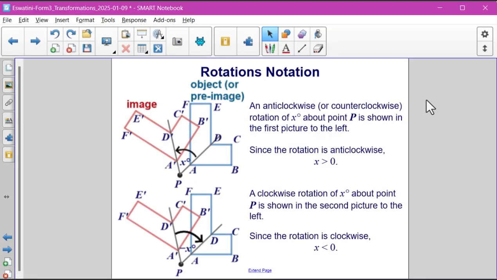An anti-clockwise or counterclockwise rotation of x degrees about point P is shown in the first picture to the left. Since the rotation is anti-clockwise, our x value, or the degrees of rotation, is greater than 0 or is positive. A clockwise rotation of x degrees about point P is shown in the second picture to the left. Since the rotation is clockwise, our x value, or the degrees of our rotation, will be less than 0 or negative. And that's why we have it noted in here as negative x degrees.